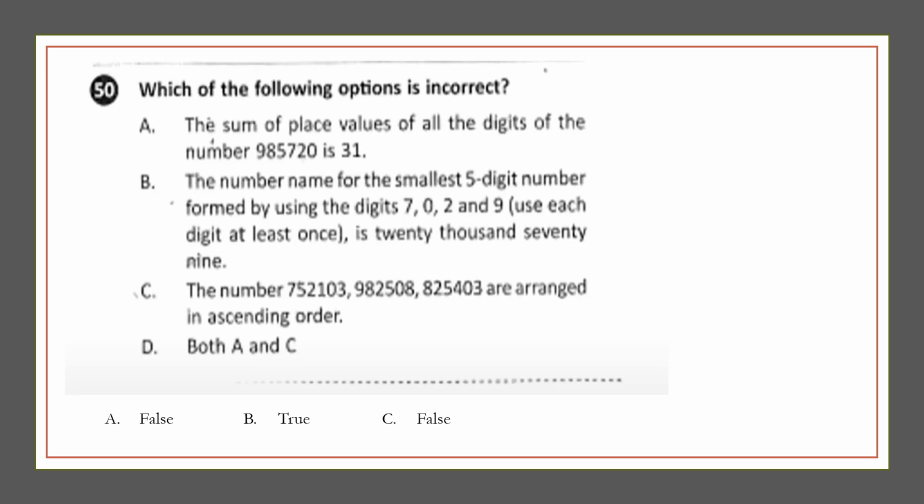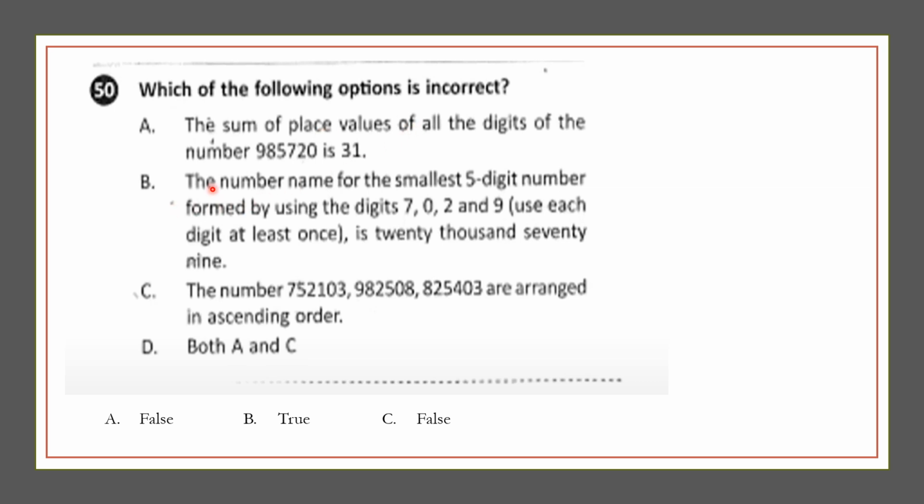Question number 50. Which of the following options is incorrect? So let's see option A. The sum of place value of all the digits of number this is 31. Now when we add the place value, we will get the same number. So this statement is false.